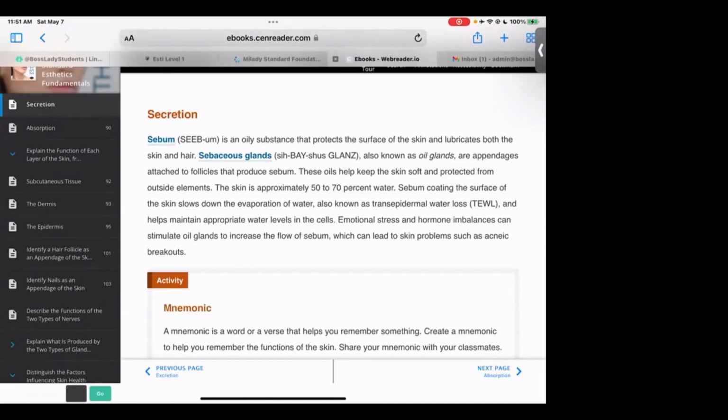Emotional stress and hormone imbalances can stimulate oil glands to increase the flow of sebum, which can lead to skin problems such as acneic breakouts. It could also negatively impact our day-to-day life because no one wants to walk around with a river of oil on their face. But our job is to figure out why they're overproducing oil. Is it because they're lacking water? Is it because they're experiencing emotional stress? Is there a hormone imbalance that we need to take into account? What products can we use? What services can we use to help maintain the natural production of these things?